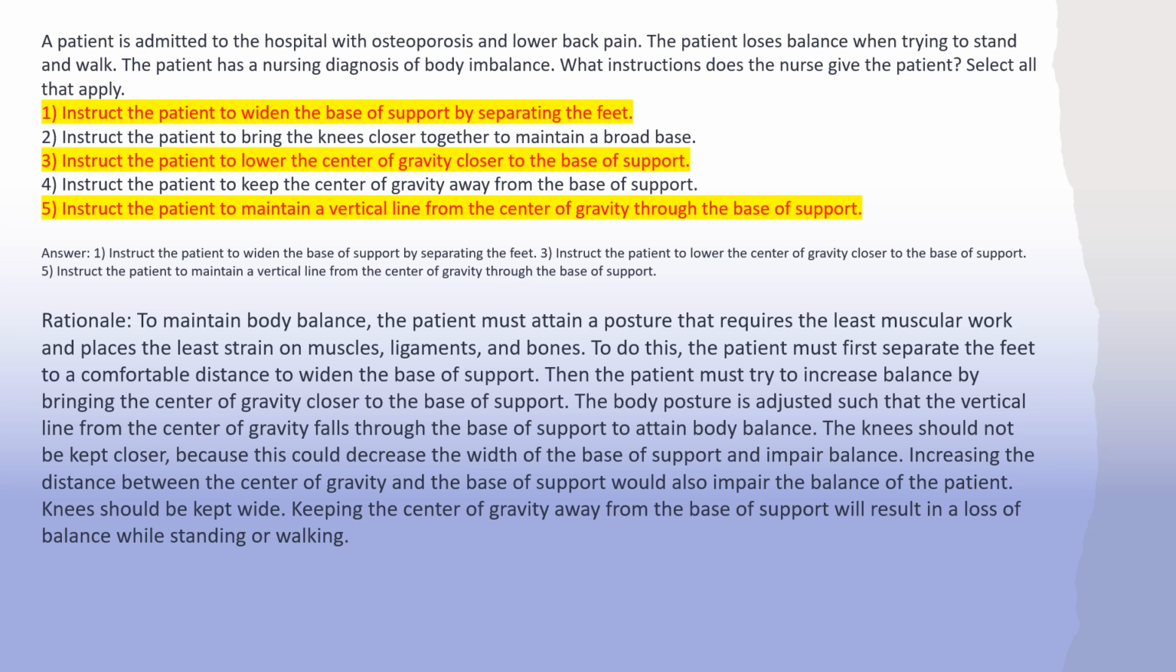The knees should not be kept closer because this can decrease the width of the base of support and impair balance. Increasing the distance between the center of gravity and the base of support would also impair the balance of the patient. Knees should be kept wide. Keeping the center of gravity away from the base of support will result in a loss of balance while standing or walking.